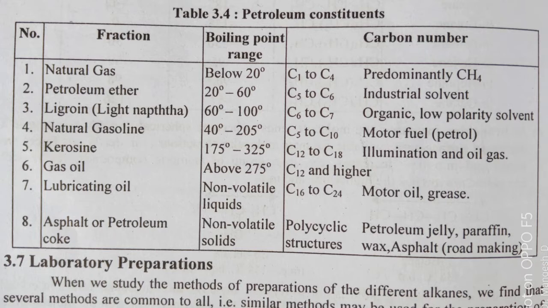Then kerosene, the boiling point is around 175 to 325 degrees, C12 to C18. It is used for illumination and oil gas. It can be used as a fuel for fighter planes. Then lubricating oil, gas oils, C12 and higher. Then asphalt, petroleum coke, non-volatile solids, that can be used as petroleum jelly, paraffin oil, wax.